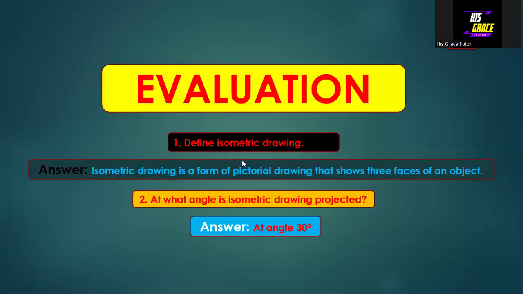So let's move on to evaluate ourselves, to talk about what we have done so far. Here we're asked to define isometric drawing. Making it simple, isometric drawing is a form of pictorial drawing that shows three faces of an object. Then question 2 says, at what angle is isometric drawing projected? We have that they are projected at angle 30 degrees. So this is the first part of this topic.